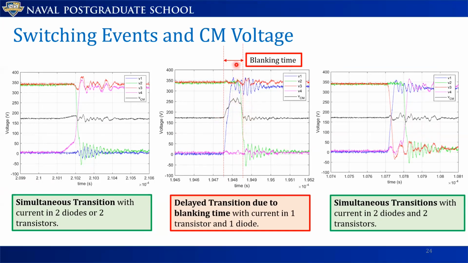When there is the blanking time, well, the blanking time is everywhere, right? But in this case, I have current going in one transistor for one leg and one diode in the other leg. I hope that makes sense, because if the current is in 2 diodes or in 2 transistors, then you have simultaneous transition here, see? But if you have it as in this case, that's when you have the common mode spiking up.